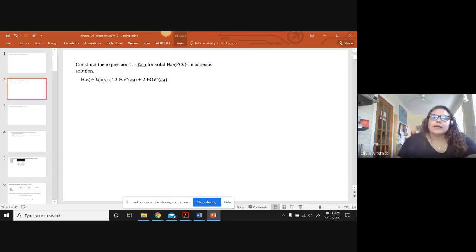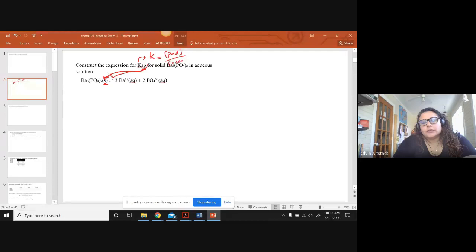Okay. So KSP is K, the equilibrium constant, but for the solubility product. With these KSPs, you're always going to have a solid reagent, because it's how well this dissolves or not. And in KSP, just like every other K, it's always the concentration of products over the concentration of reagents, raised to the power of the coefficients. Here, these are your products, barium and phosphate. So when you're writing KSP, you start with your products.